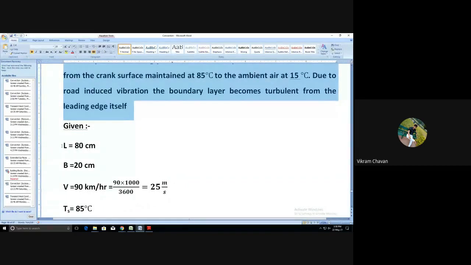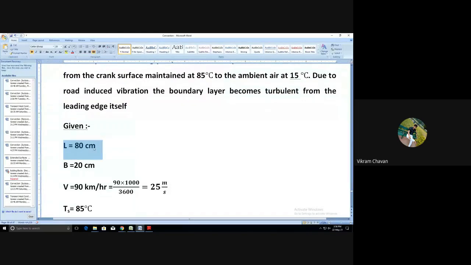Okay, so given data is the length of a crankcase or a flat plate is provided as 80 centimeter. Then width is provided as 20 centimeter, and the speed of air which is flowing over the surface of the crankcase engine is provided as 90 kilometer per hour. Okay, but we have to consider the velocity in meter per second. So for that reason, we have to convert 90 kilometer per hour into meter per second. So we have to multiply by 1000, so that kilometer will be converted into meter, and we have to divide by 3600, so that the hour will be converted into second.